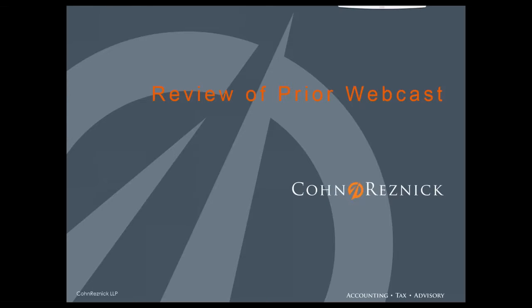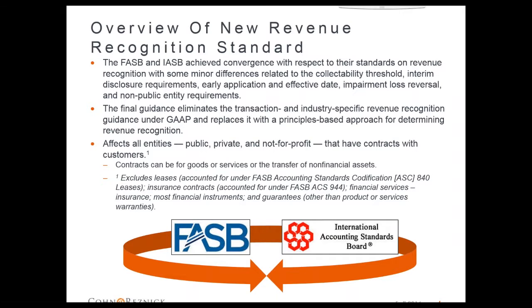We will begin our discussion today with a high-level review of the first two webcasts. As we discussed on our last two webcasts, the joint effort of the FASB and IASB results in aligning U.S. Generally Accepted Accounting Principles, or GAAP, and international accounting standards with a few minor differences. The standard's core principle is that revenue recognition depicts the transfer of promised goods or services to customers in an amount that reflects the consideration to which the entity expects to be entitled in exchange for those goods and services.